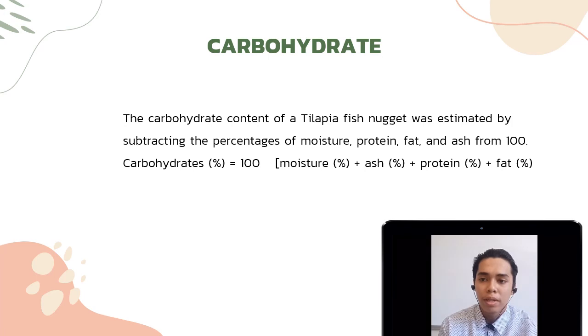For carbohydrate, the carbohydrate content of tilapia fish nugget was estimated by subtracting the percentages of moisture, protein, fat and ash. For example, 100 minus the total of the results we get from moisture, ash, protein and fat, and we get the total result of the carbohydrate.